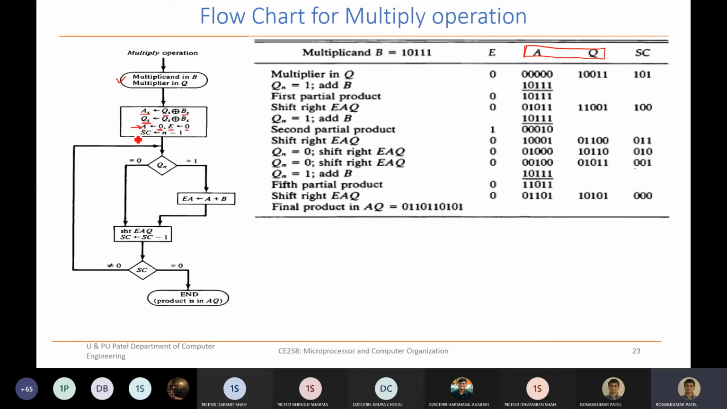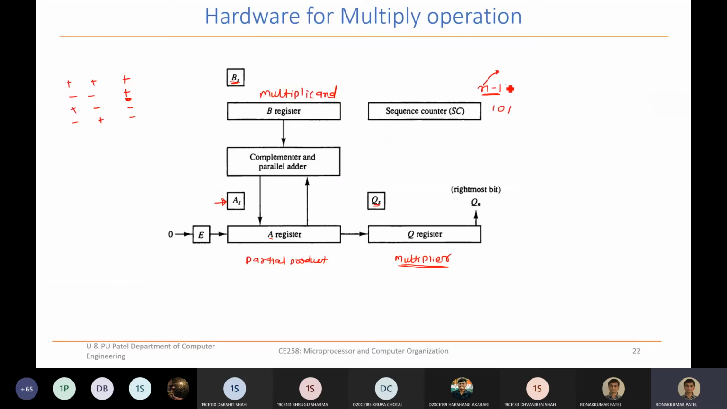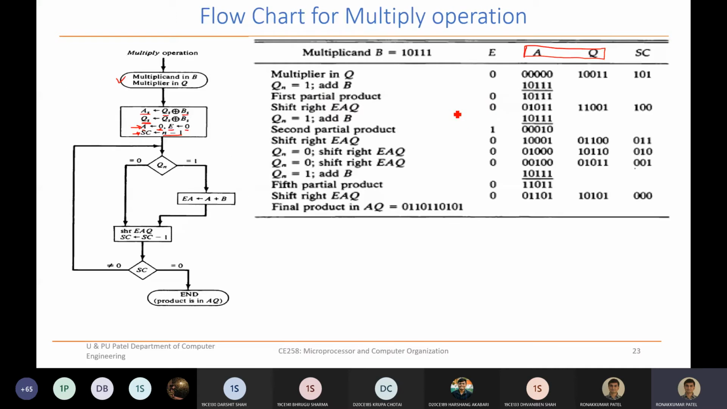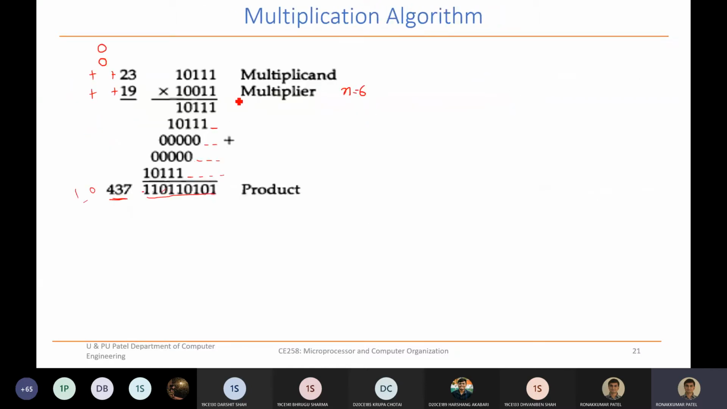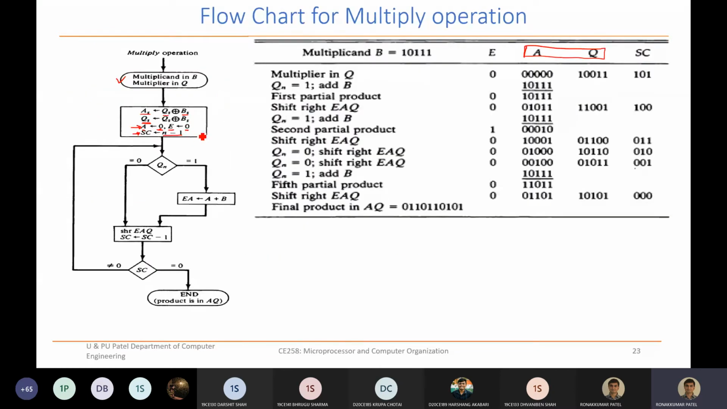Okay. Now next is SC, your sequence counter. Now in your sequence counter, see this n minus 1. Why? Because of the reason that I have told you. The operands are fetched from memory and the sign is with that operand. So we are not using that sign when we initialize the sequence counter. That's why it's n minus 1. But if it is directly given that your multiplier is 1 0 0 1 1, then don't do n minus 1 because it's specified as 1 0 0 1 1 without sign, right? So directly take n. So remember that thing.